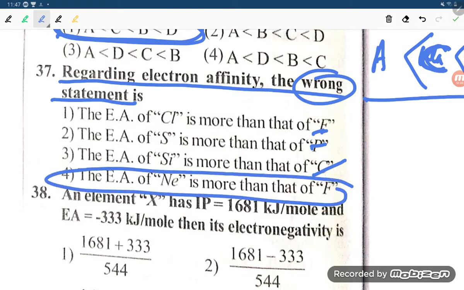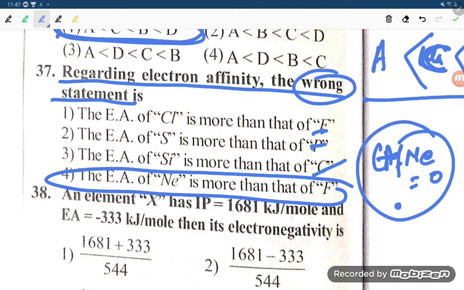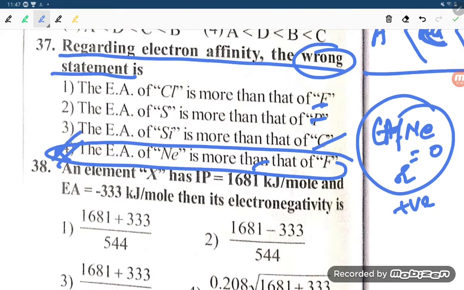No. The electron affinity of neon, student, is almost zero. A noble gas has almost zero, or a positive value. So this is the wrong statement, student. The required option is option number D.